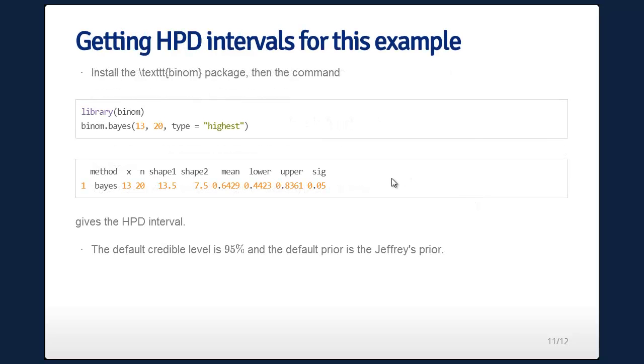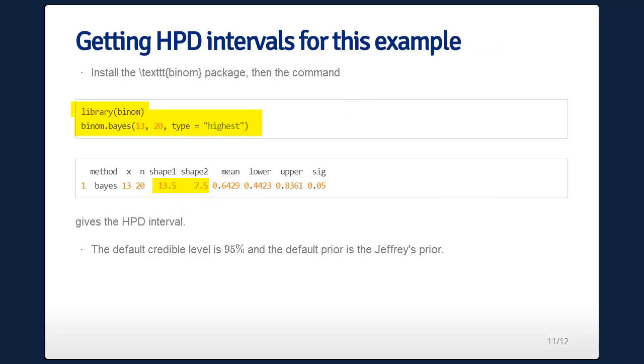Okay, so let's get HPD intervals for this data set. It's easy. There's this binom package. Just do binom.bayes, 13 successes out of 20 trials. Type equals highest means highest posterior density interval, and it gives you the alpha and the beta that you're using.